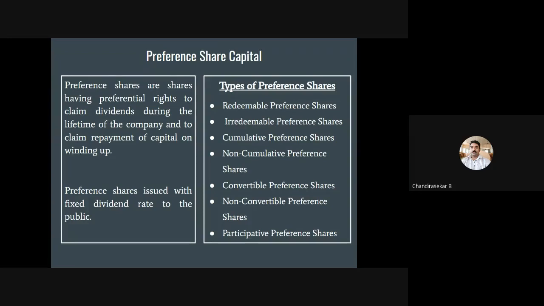the equity shareholders. Otherwise, they don't have any rights to participate in the company meeting. They don't have any rights to vote for or against the management decision. There are many types of preference shares, like redeemable preference share, irredeemable, cumulative preference share, non-cumulative preference share, convertible, non-convertible, and participative.